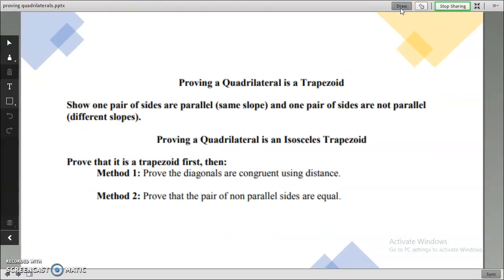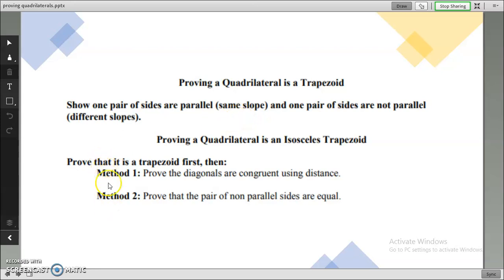Hello, we are going to prove a quadrilateral is a trapezoid now on our coordinate plane. In order to prove that a quadrilateral is a trapezoid, we have to show that one pair of sides are parallel, which means that they have the same slope, and one pair of sides are not parallel. They have different slopes.